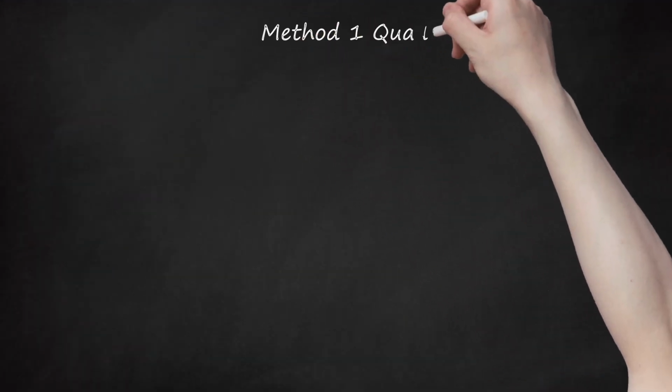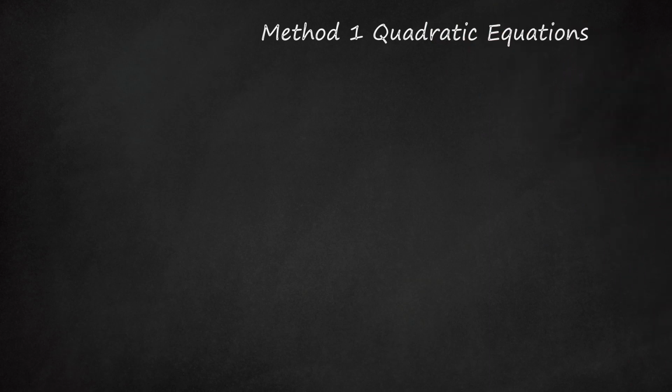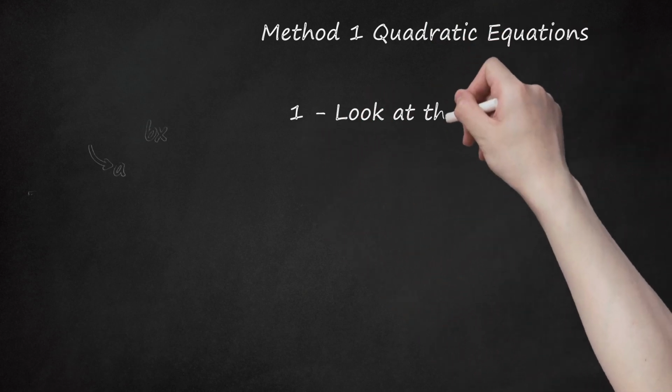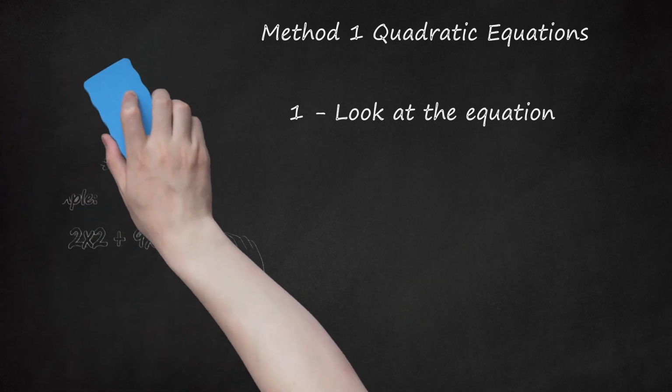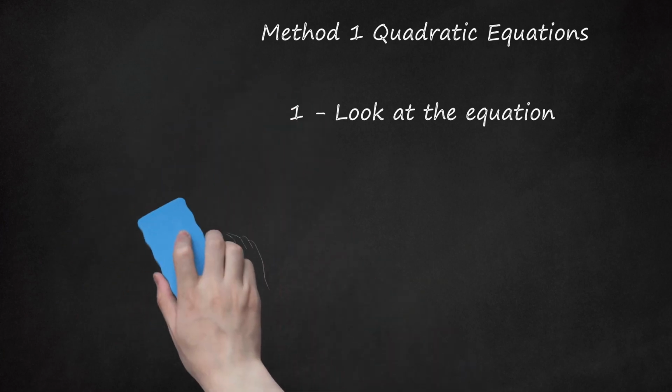Method 1: Quadratic equations. 1. Look at the equation. If you plan to use this method, the equation should follow a basic format of ax² plus bx plus c. This process is usually used when the leading coefficient, the a term, is a number other than 1, but it can also be used for quadratic equations in which a equals 1. Example, 2x² plus 9x plus 10.